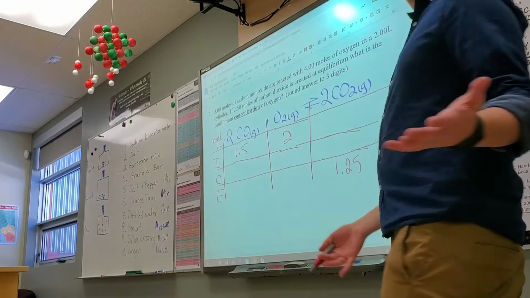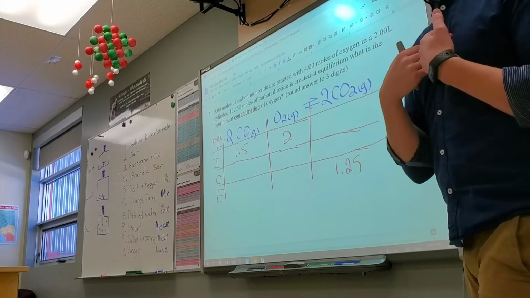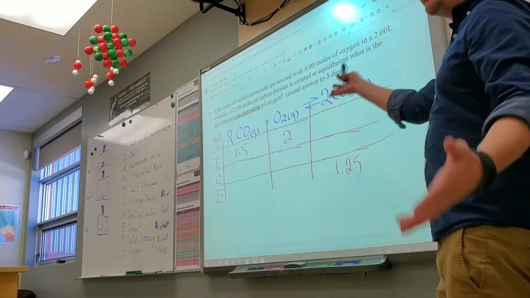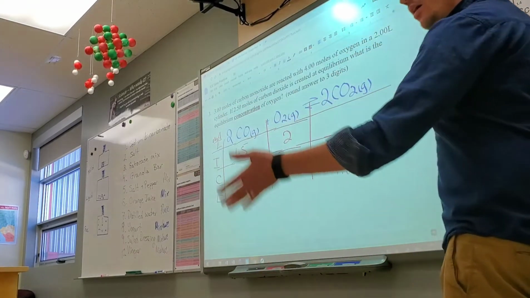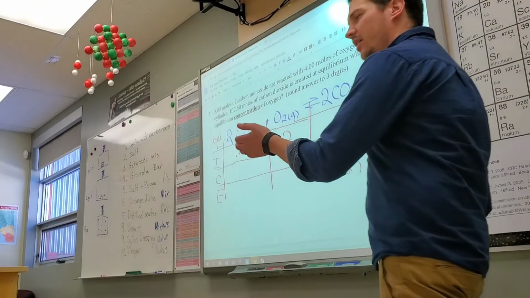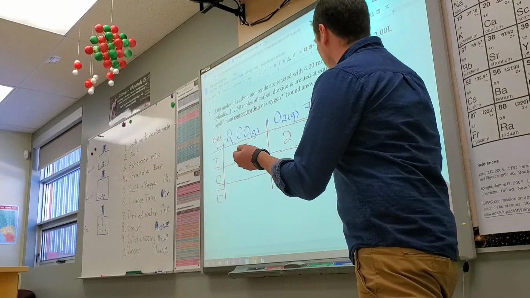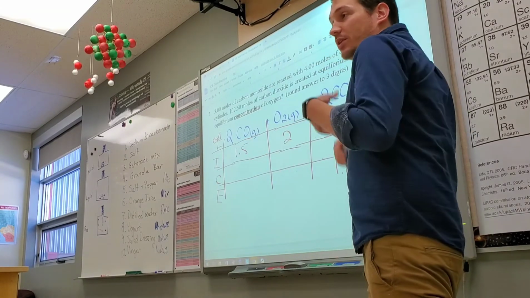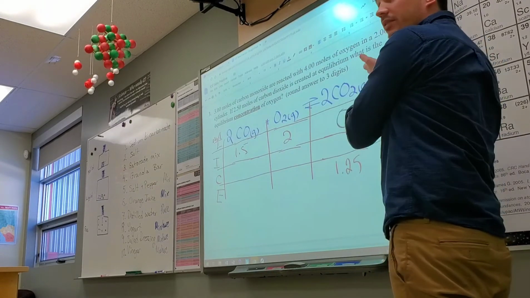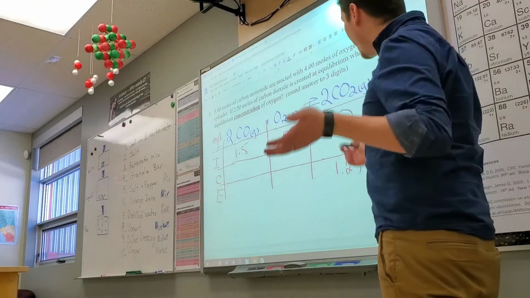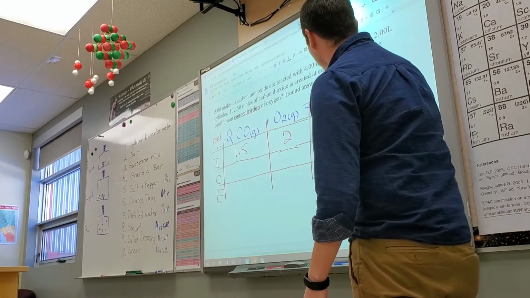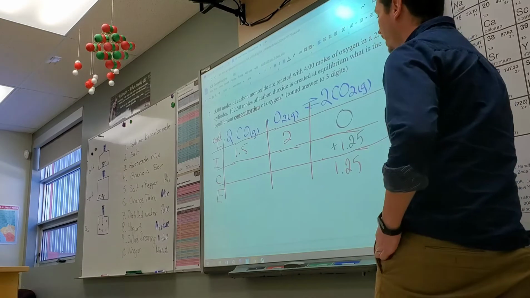And now I can do this really, really easily, or what I consider to be really easily. Are there any assumptions that we have to make in our ICE table? Sky? CO2 is at 0. We should. It's saying we're starting with this much, and it neglects to say anything about any of the products, right? So we just assume you don't have any. Well, we know that our change must have been positive 1.25.